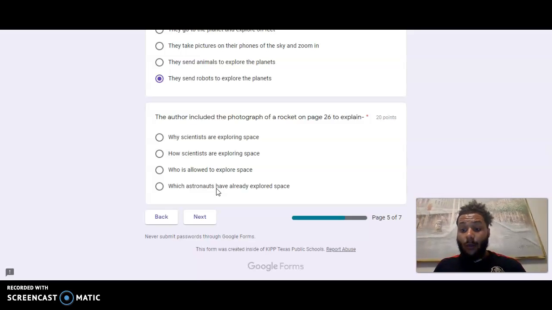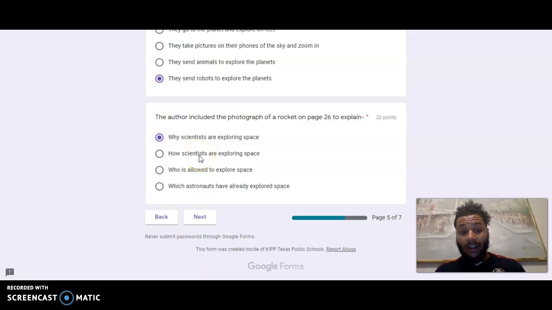should be an answer that we could support by looking at the text. And if we can't support it, it's not a good answer. So if I can't look at the picture and make that connection, then it's not a good answer, okay? Why scientists are exploring space. Would I ever be able to look at a rocket and know why scientists are wanting to explore space? Not really, right? Looking at the rocket doesn't tell me why they want to go.